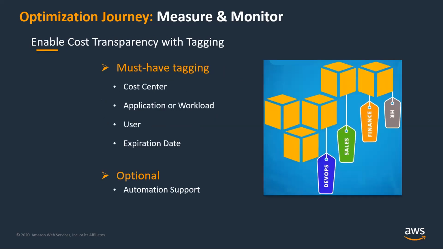So there are some of the most popular tags which we highly recommend to our customers. For example, tagging your cloud resources based on cost centers, like which resources are being used by the HR department or sales or dev ops. Also, you can tag them based on which applications are using those resources. So you can isolate your expensive workloads to analyze them and optimize them.